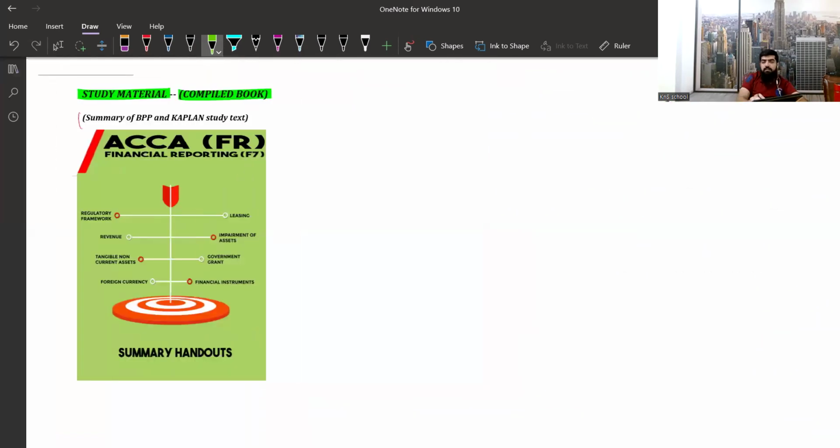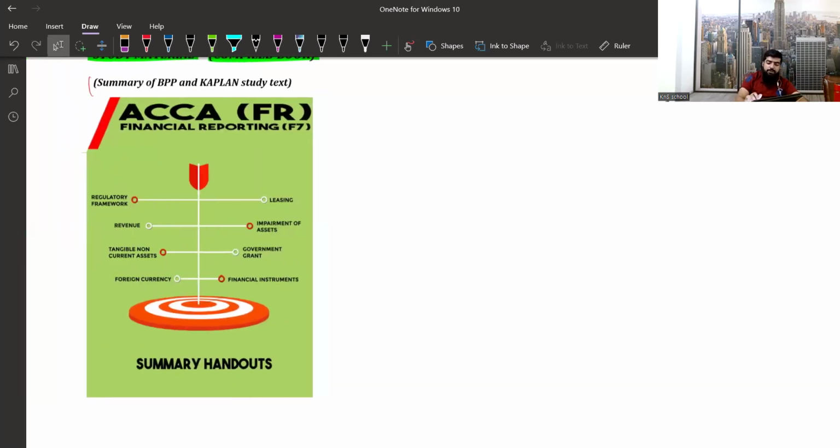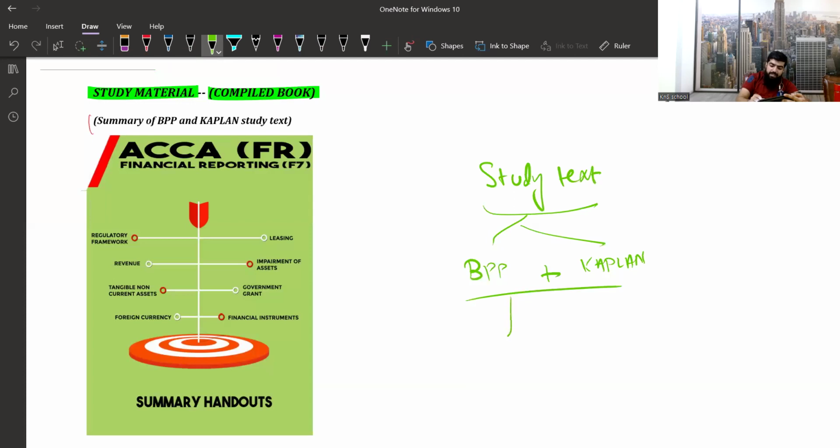Now the final thing is related to the study material, how we're going to study. We know that there are two publishers, BPP and Kaplan, and they normally publish a study text along with a practice kit as well. But what I have done is compile the BPP and Kaplan study texts and make summary handouts.